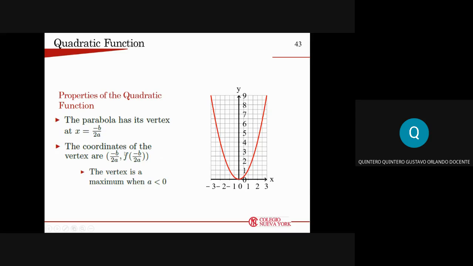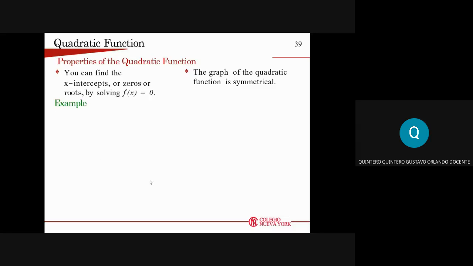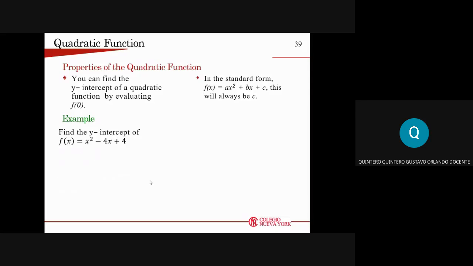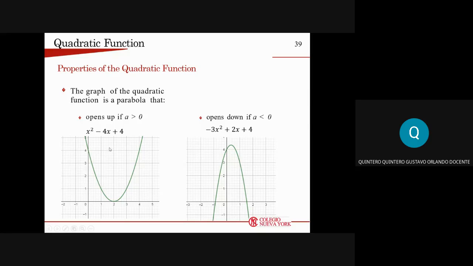Okay, so now the vertex could be a minimum or a maximum. What do I mean by a minimum or a maximum? Let me go back a little bit to some examples that I have here. These two. Okay, so look, in here you can kind of see, yes?